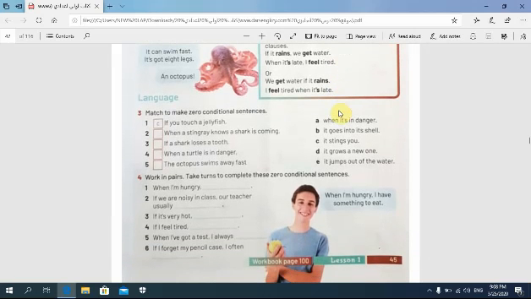We have in exercise 3 an exercise about the zero conditional. It's telling you to match to make zero conditional sentences. In the part on the left, I have a clause, and on the right, I have another clause, and I have to match them together to make a correct sentence. Like the first one, it's already done for you. If you touch a jellyfish, what will happen? Yes, it stings you.